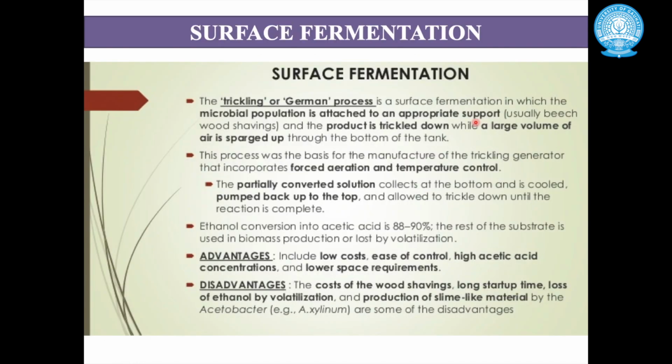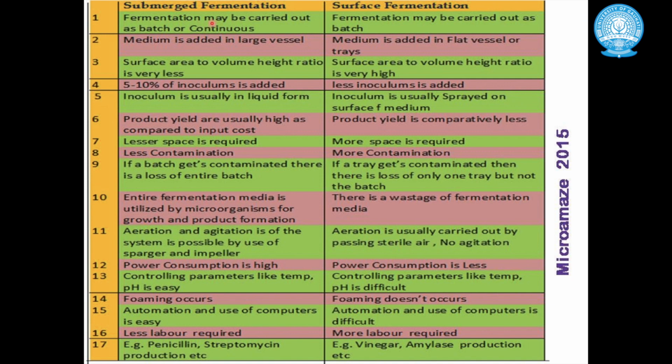When we talk about surface fermentation, this means the fermentation takes place on the surface of the media. And there are a lot of advantages and disadvantages. You can go through as to when we need to go for surface fermentation. Ethanol conversion into acetic acid, the rest of the substrate is used as biomass production or lost by volatilization. So ethanol conversion into acetic acid is basically a surface fermentation phenomenon. These are the differences between submerged and surface fermentation. I would like to request the readers and the students to go through and understand the differences between them.